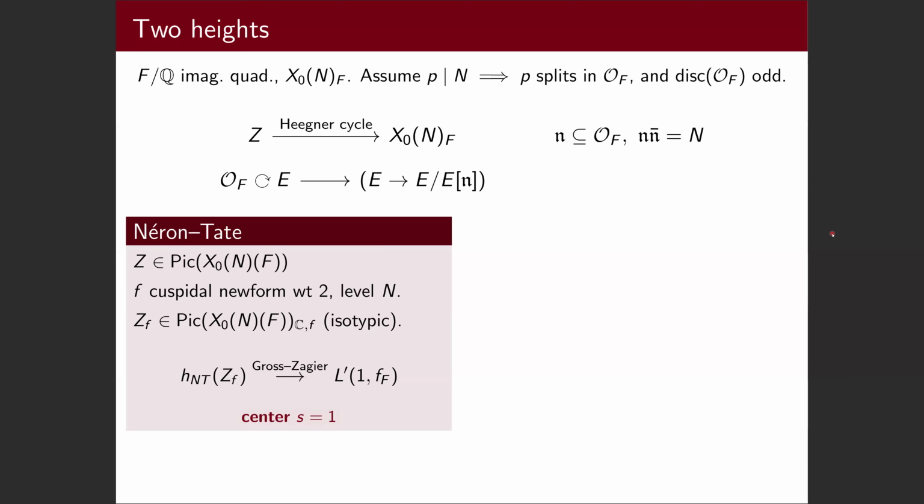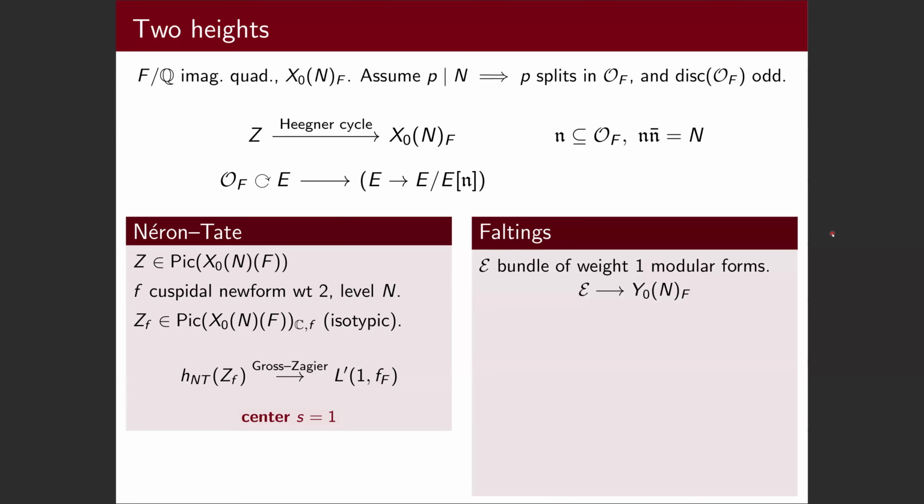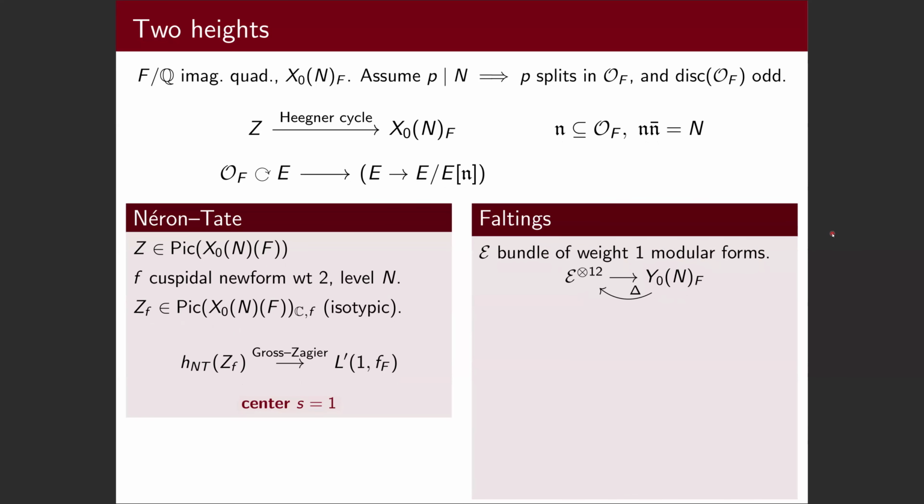But there's another height that one can take, which is the Faltings height. Let me try to explain this. One way to define it is in terms of the line bundle E of weight 1 modular forms. This lives, at least over the open modular curve, like this. And this 12th power is the bundle of weight 12 modular forms and has a canonical section given by the Ramanujan discriminant function.